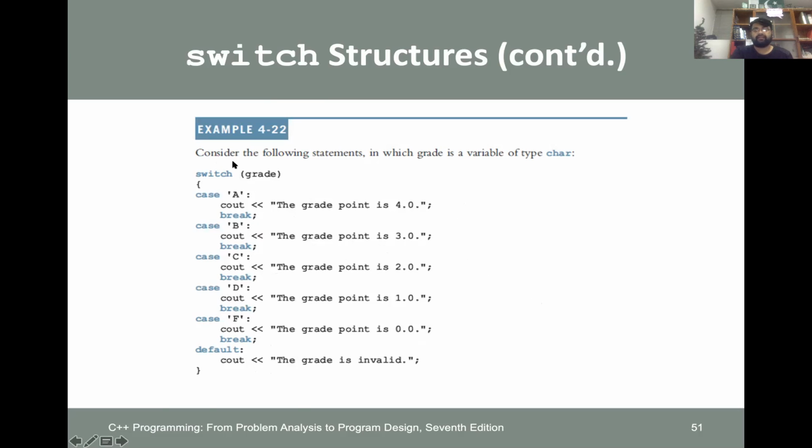But here's the thing. We have actually used grade, which is a variable of type character here. Remember, we cannot put floating points here, but we can put characters. Character is a type which has an integer associated with it. The integral value associated with this grade is the same as the ASCII value of A, B, C, D, F, or something else. And if the grade is something else, we get that the grade is invalid.